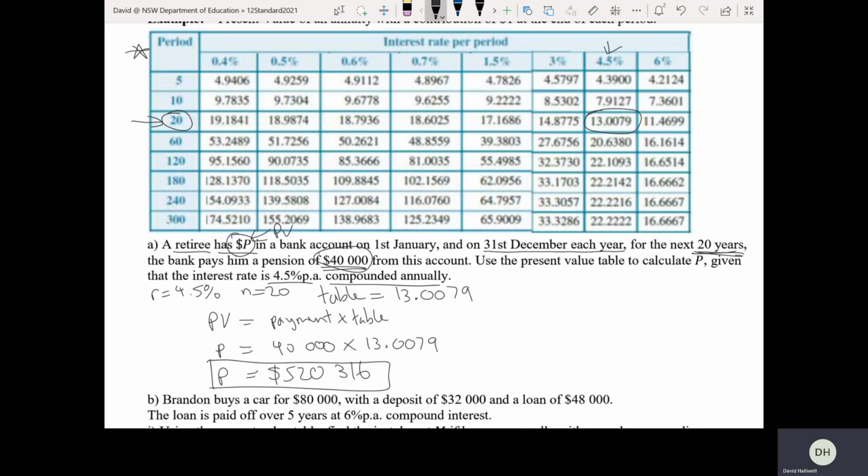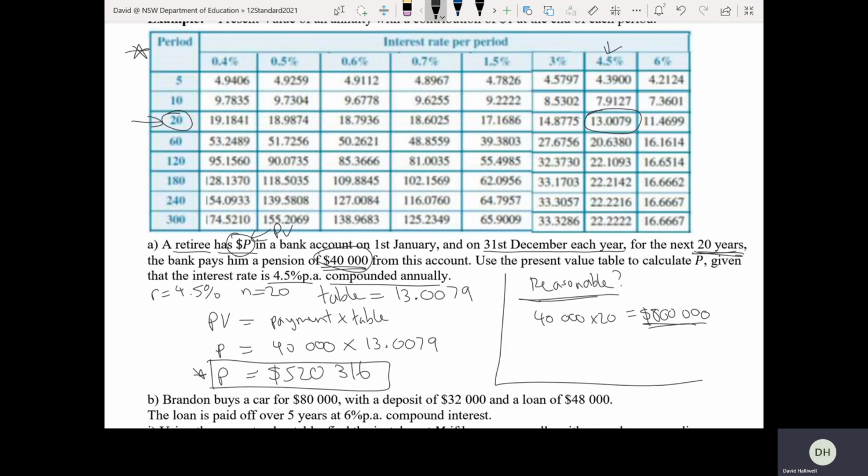All right, let's do a quick logical check in our head. Is this a reasonable answer? Basically this $520,000 is how much this retiree has at the beginning of their retirement, and apparently they can get 40 grand for 20 years off that amount. So if you do that, that's 800,000.